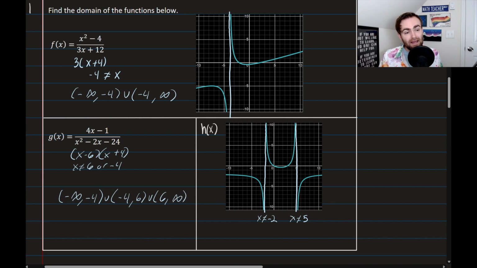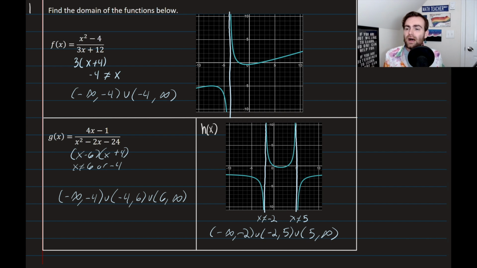The last one has 2 spots that we can't have in our domain, so it's going to be 3 parts just like the last one was. The first one's going to be -2, so negative infinity to -2, -2 to 5, and then 5 to infinity. So that is finding the domain. Hopefully that's not too awful for us right now, but not too bad.